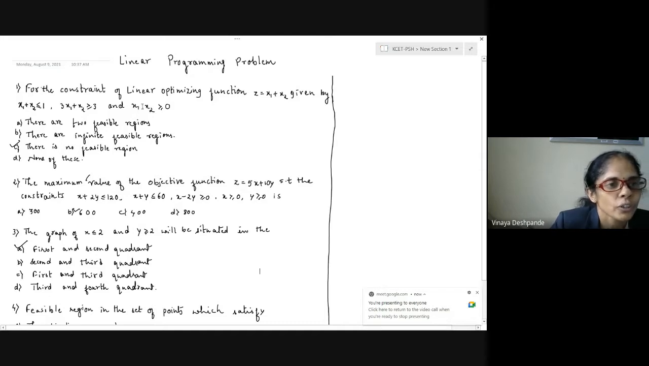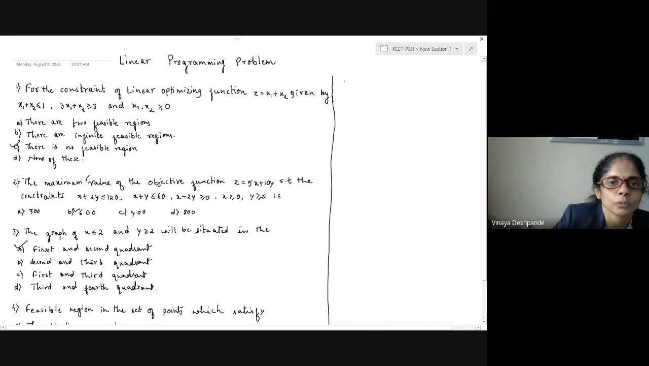For the linear optimizing function z is equal to x1 plus x2 given by the constraints x1 plus x2 less than or equal to 1, 3x1 plus x2 greater than or equal to 3 and x1, x2 greater than or equal to 0. This is the non-negativity restriction. And we have to test for this linear optimizing function whether there are two feasible solutions, there is an infinite feasible region, there is no feasible region, or none of these.